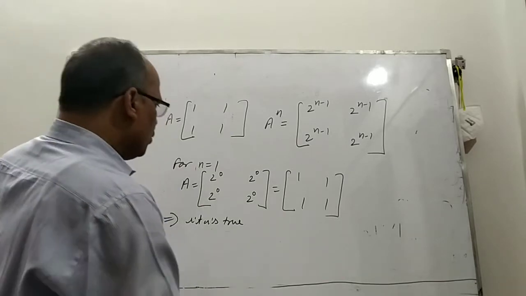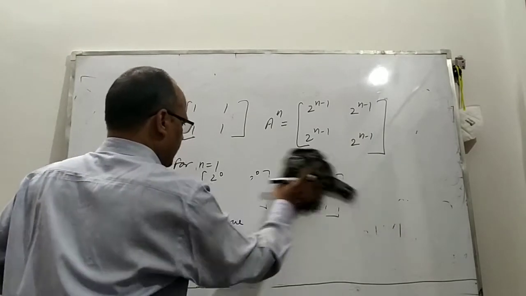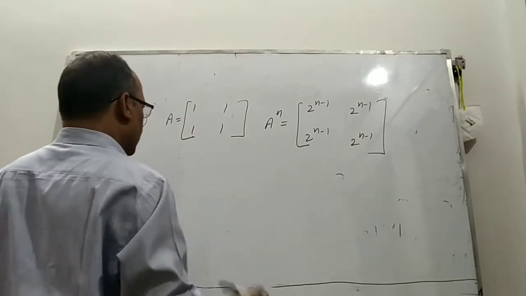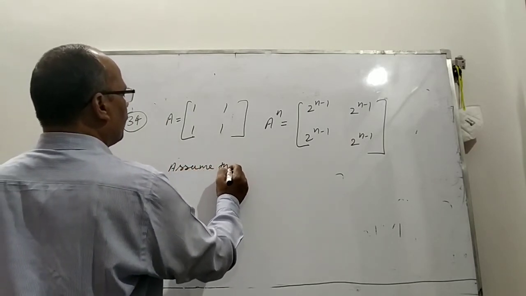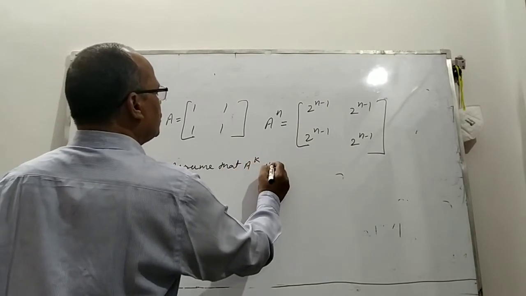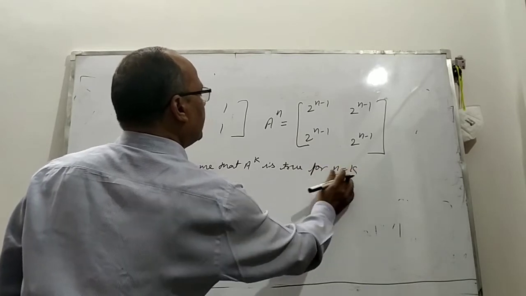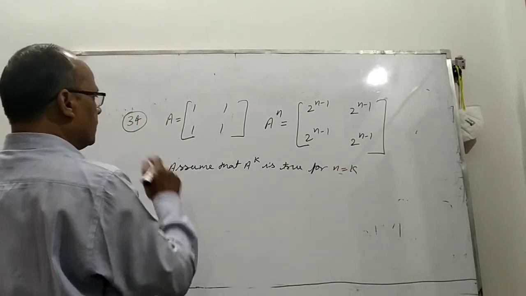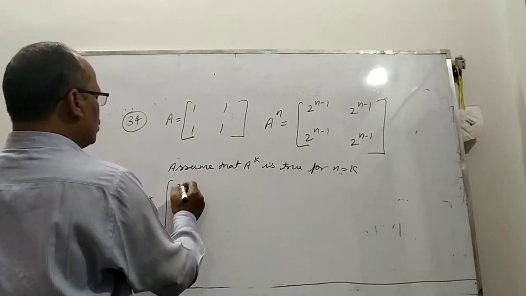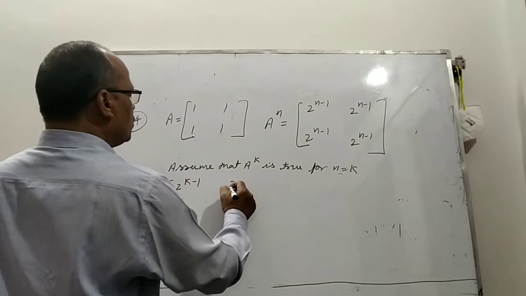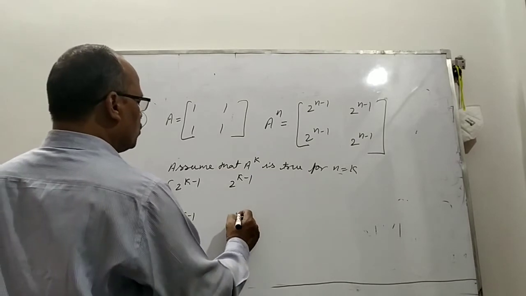Okay. What we will do? We will assume that a_k is true. Assume that a raised to power k is true for n equal to k. What do you write? 2 raised to power k minus 1.